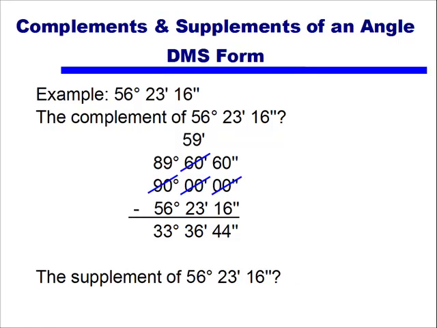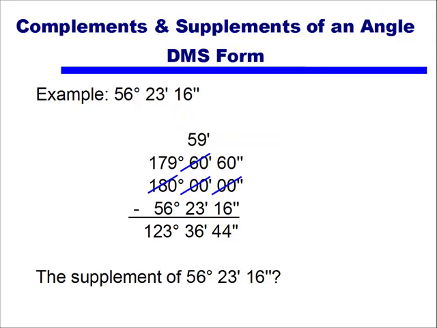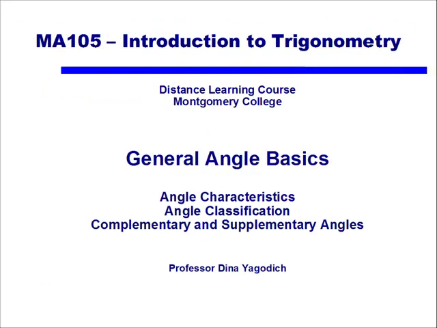If we wanted to find the supplement of this angle, we would do the same steps, but instead of subtracting it from 90 degrees, we would be subtracting it from 180 degrees. And again, following the same steps with borrowing, we would get the answer of 123 degrees, 36 minutes, and 44 seconds. And there are the general angle basics: how we characterize an angle, how we can classify an angle, and how to find the complement and supplements of angles.